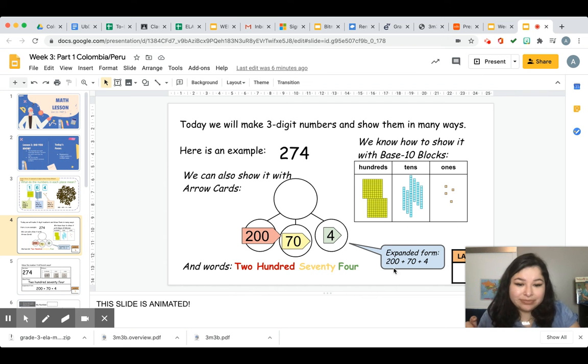We have one more after this, but the next one is expanded form, where we would take the number apart into its number places. So we have 200 plus 70 plus 4, which gives us 274. It's another way to show that. And then lastly is with words. As you can see, in red we have the hundreds, in yellow the tens, and in green the ones. So 274. Those are just a few ways to do it.